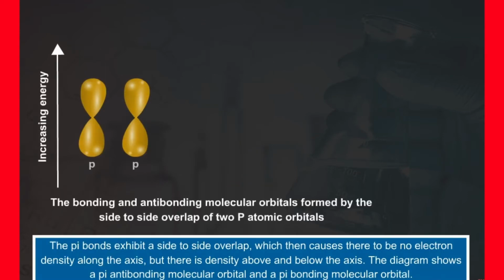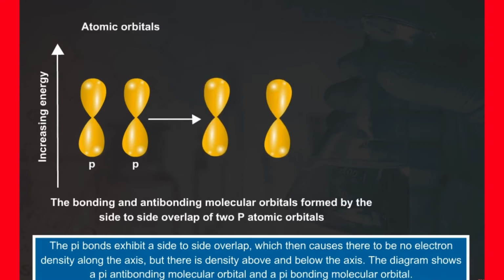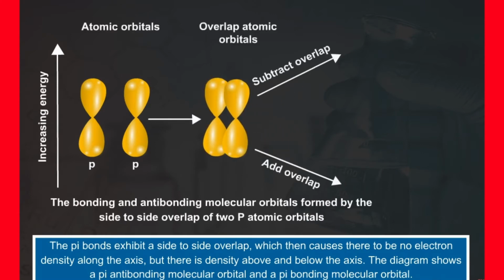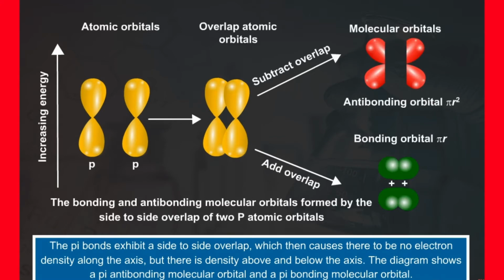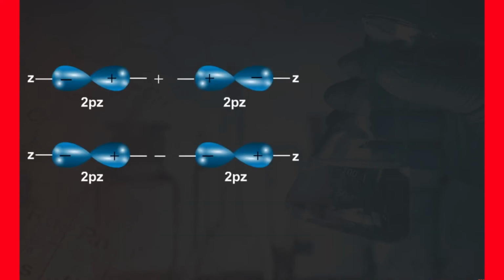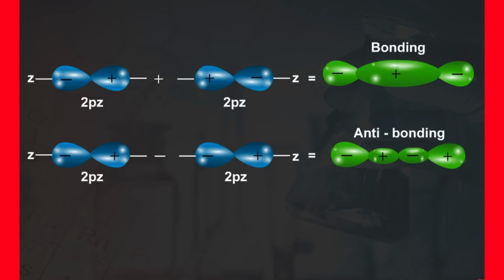The pi bonds exhibit a side-to-side overlap, which causes there to be no electron density along the axis, but there is density above and below the axis. The diagram shows a pi anti-bonding molecular orbital and a pi bonding molecular orbital. The two 2pz orbitals overlap to create another pair of pi 2p and pi* 2p molecular orbitals.